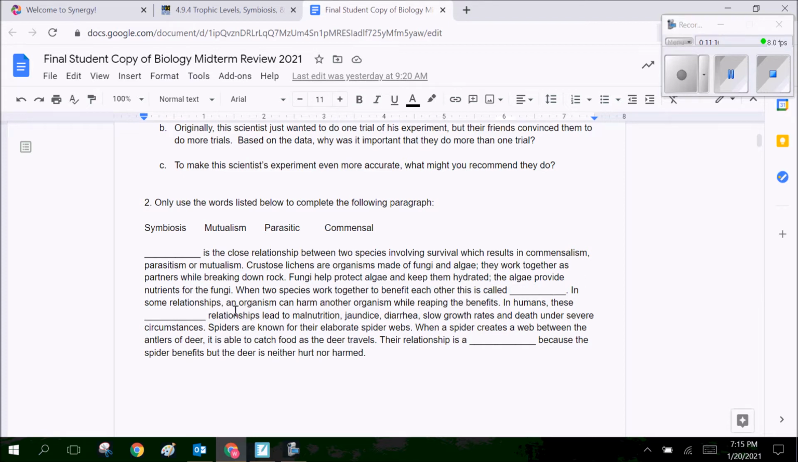In some relationships, an organism can harm another organism while reaping the benefits. In humans, these blank relationships lead to malnutrition, jaundice, diarrhea. So this is parasitism. Whenever one organism is being hurt, the other is being helped. And then finally, spiders are known for their elaborate spider webs. When a spider creates a web between the antlers of a deer, it is able to catch food as the deer travels. Their relationship is a commensal relationship because the spider benefits while the deer is neither helped nor harmed. So basically, in commensal relationships, one organism is being helped and the other one really doesn't care.